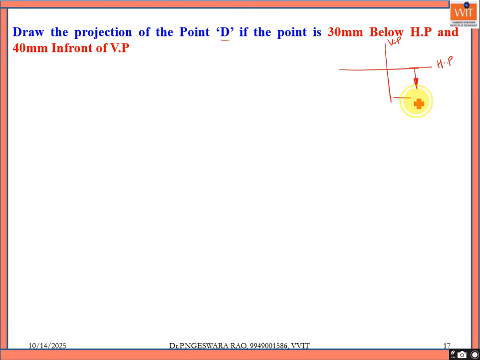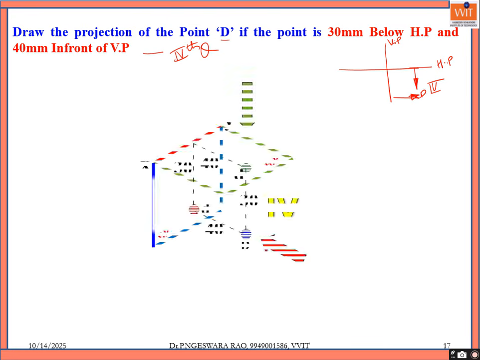And in front of VP. So now we can say that it is in which quadrant? The point is in the fourth quadrant. Now we identified it is in the fourth quadrant. Now you can see this 3D picture.